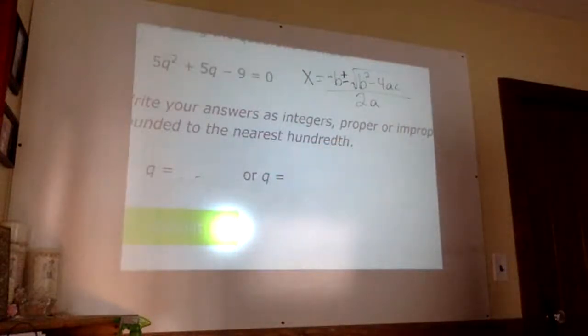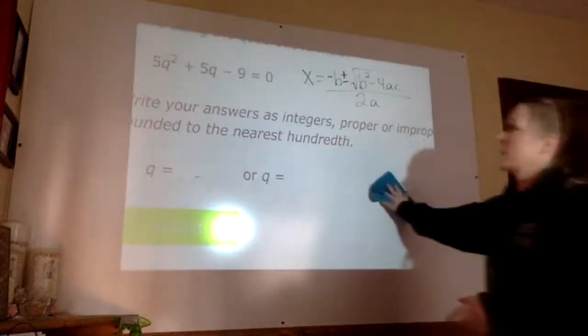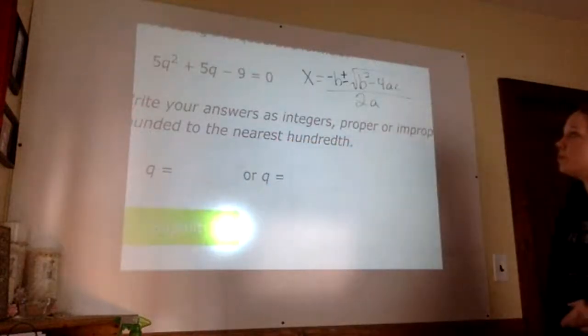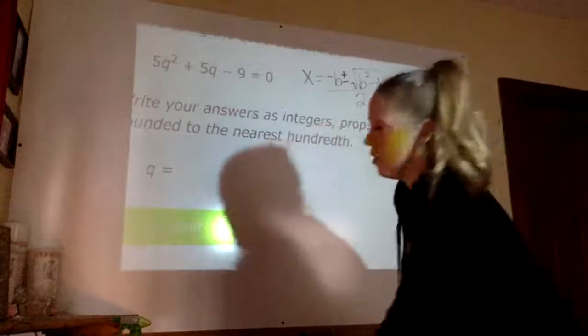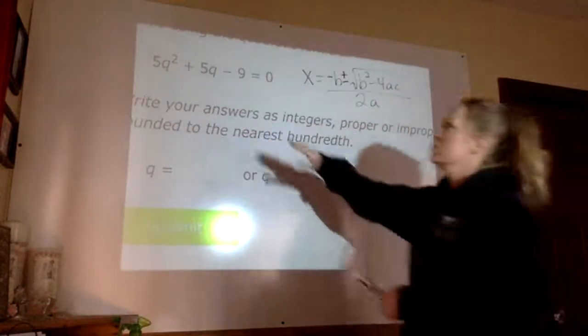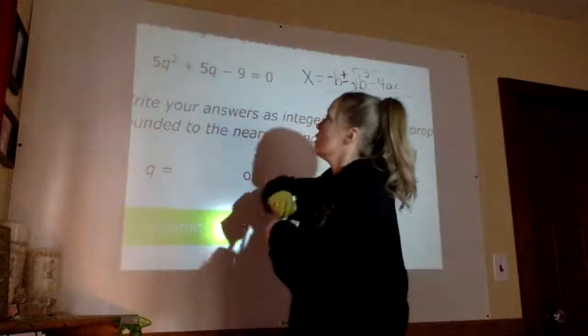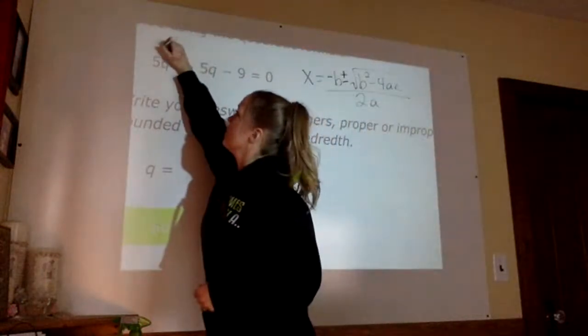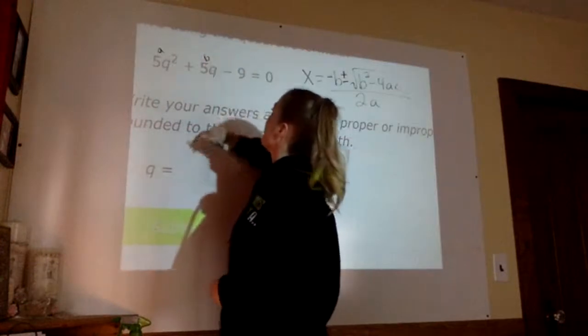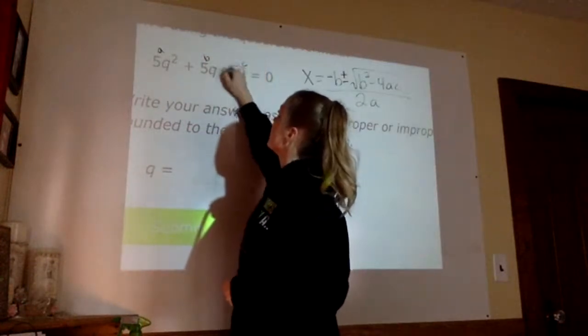All right, so the problem, it says the same thing. It does tell me to still round to nearest hundredth. And so first thing I'm going to do is identify my A, B, and C. So my A is 5. My b is 5, and it is a positive 5. And then my c is this negative 9.